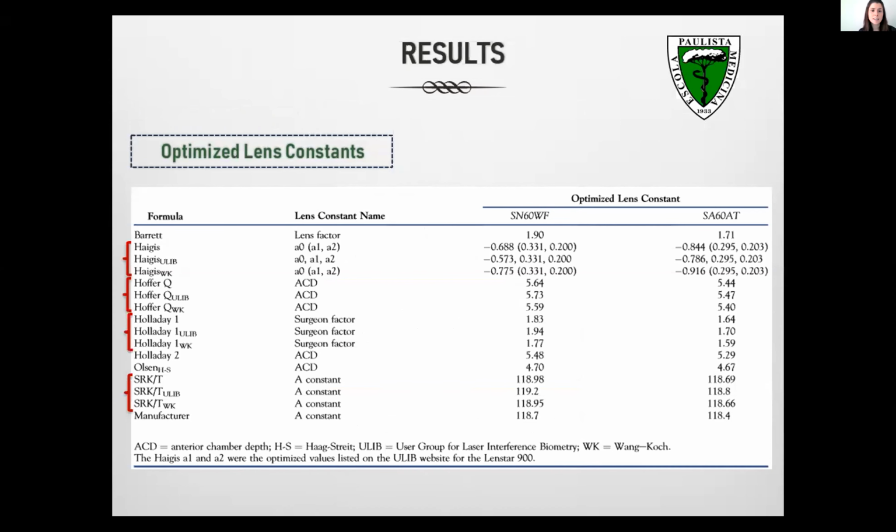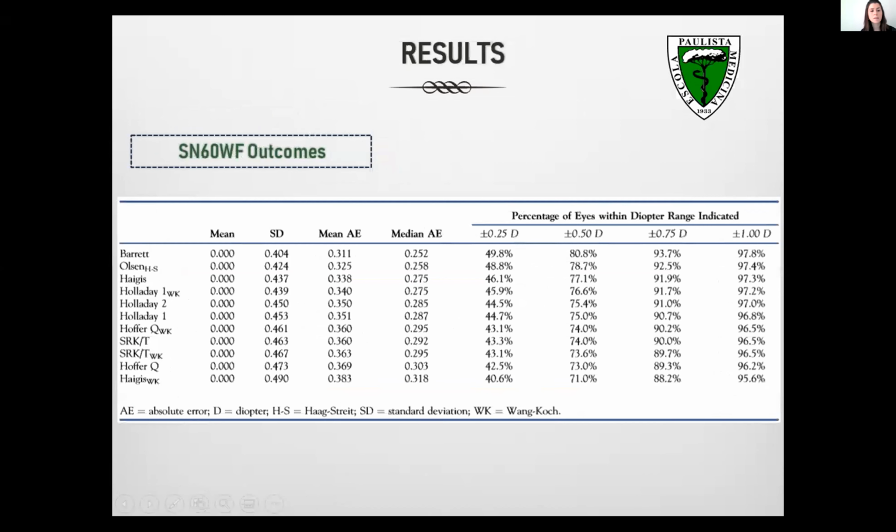The optimized constants are shown in this table, and they separated them into distinct results when the one-call correction was applied, as shown here, and when the ULIB website suggested constant was used for each formula. These are the outcomes of SN60WF, and they ranked the formulas by standard deviation. The Barrett formula showed the lowest standard deviation from the predicted spherical equivalent, followed by Olsen and Huygens.